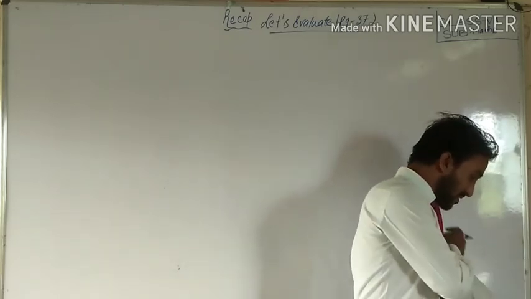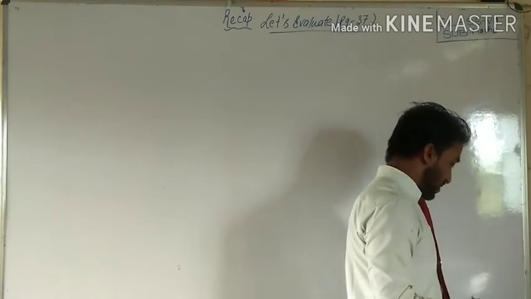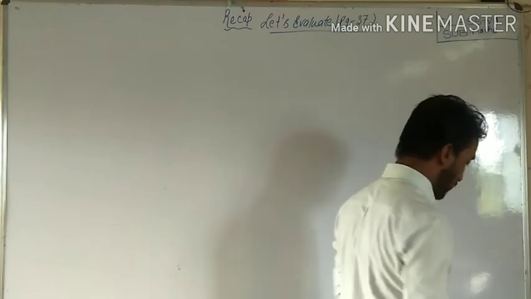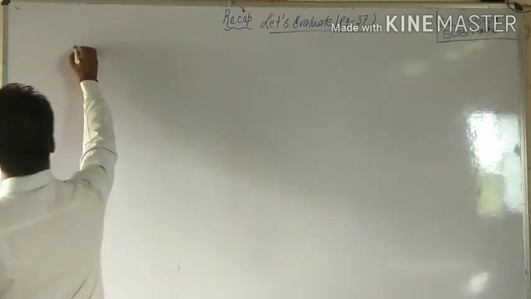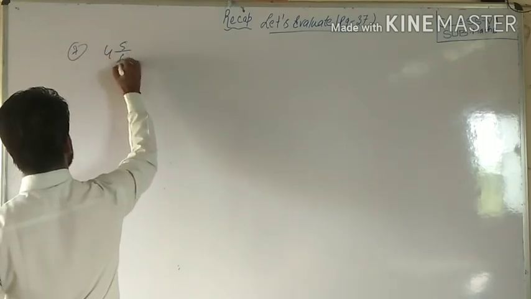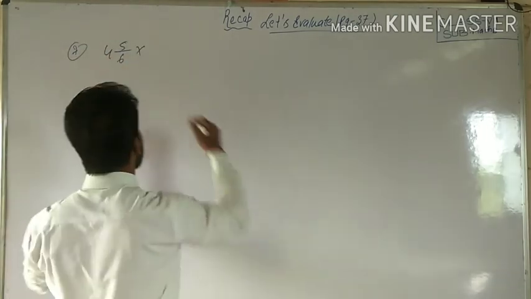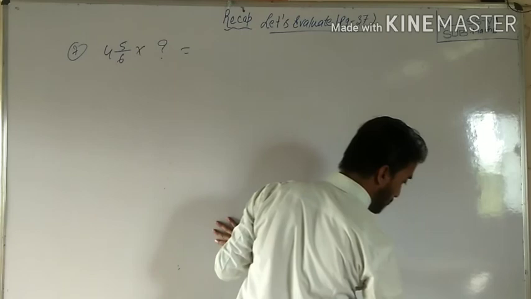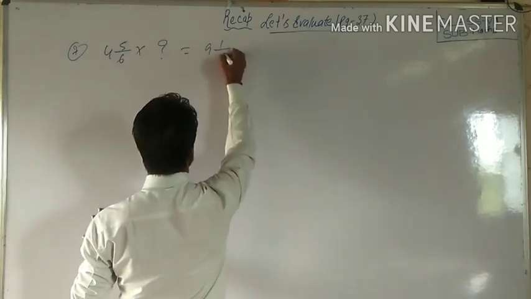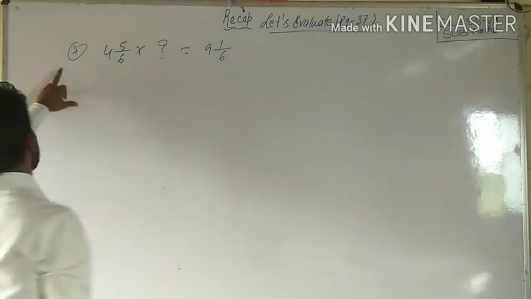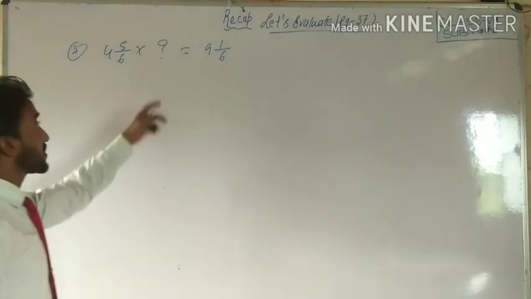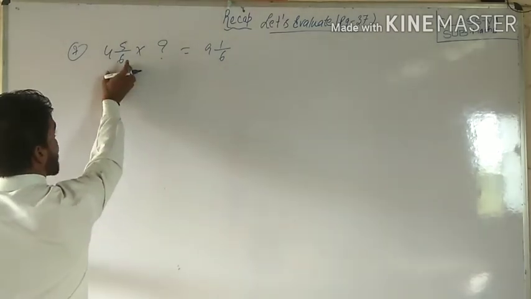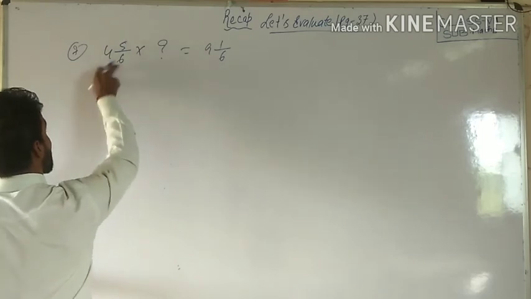So coming to question number 7: by what number should 4 fraction 5 by 6 be multiplied so that its product becomes 9 fraction 1 by 6? In the given fraction 4 fraction 5 by 6, which number is multiplied so that the product is 9 fraction 1 by 6? We don't know. So students, first of all convert it into a simple fraction.